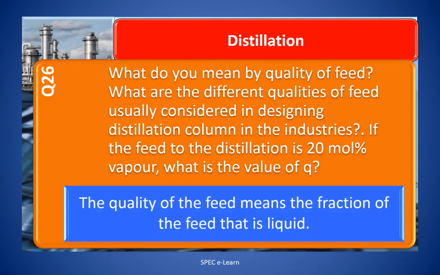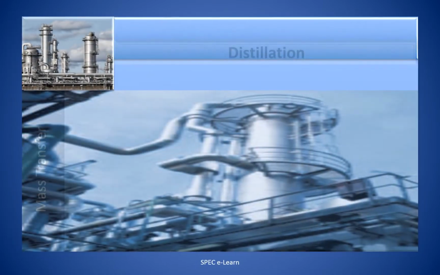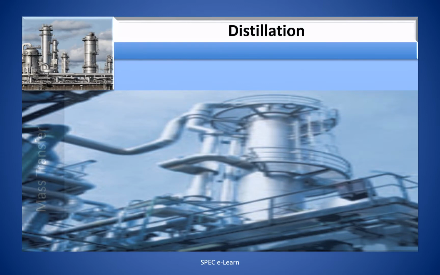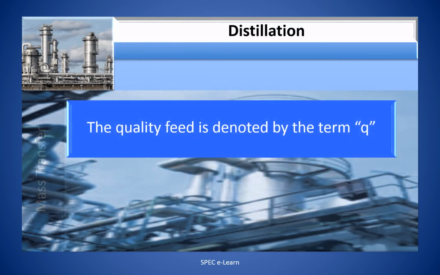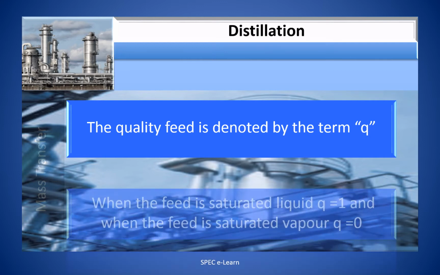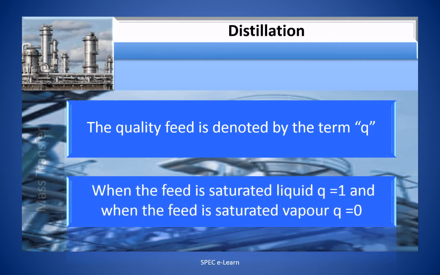Your time is up. The answer. The quality of feed means the fraction of feed that is liquid. The quality of feed is denoted by the term Q. When the feed is saturated liquid, Q is equal to 1. And when the feed is saturated vapor, Q is 0.